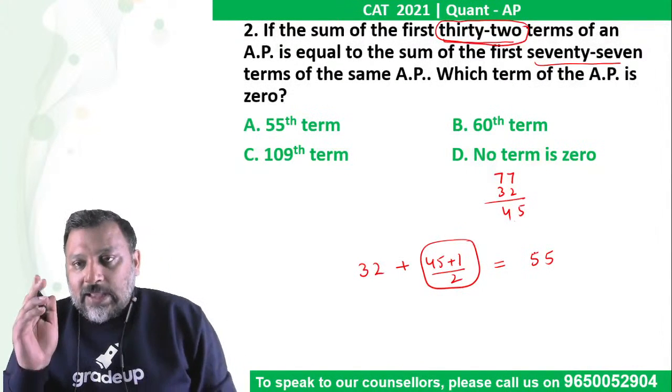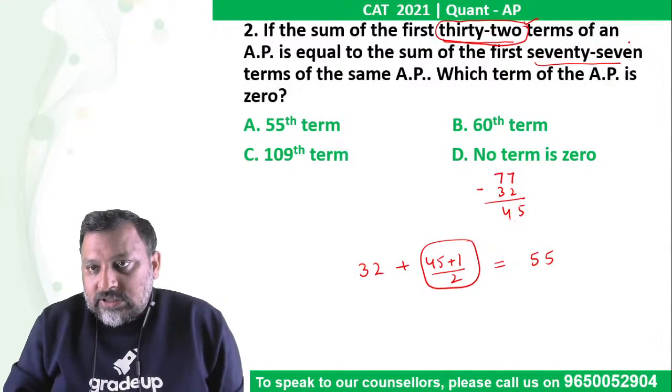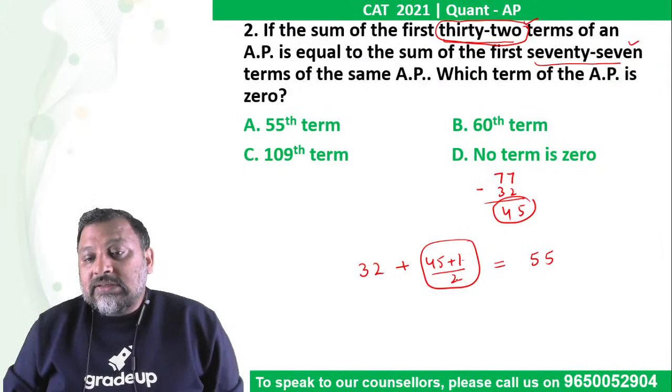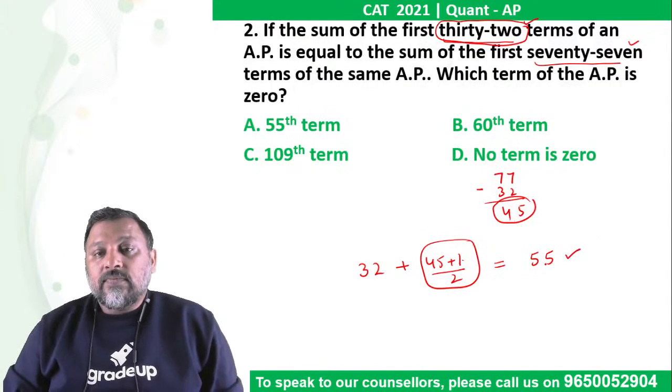I am repeating this again. Find the difference of these two given terms, which is 45. Now add 1 to this and divide it by 2. You will straight away get the answer.